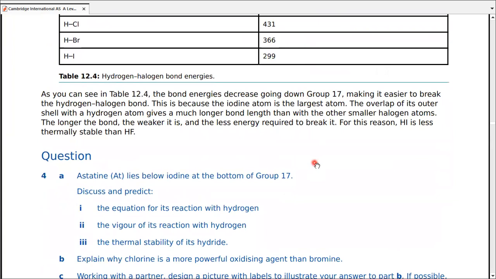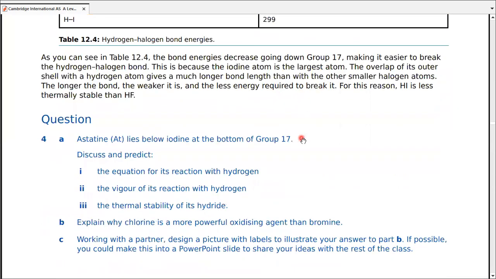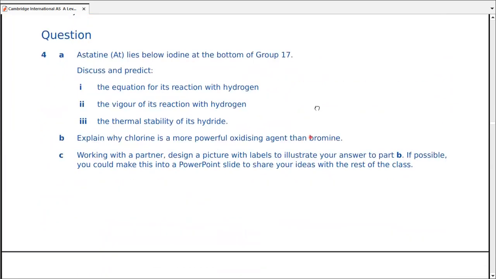Now, bond energies decrease down group 17, making it easier to break the hydrogen-halogen bond. This is mainly because of the halogen's atomic size. Iodine is the largest atom. Overlap of its outer shell with the hydrogen atom gives a much larger bond length compared to the smaller halogen atoms. So of course, these two are inversely related. We do understand that if the bond energy is lower, the bond length is longer. If the bond energy is higher, the bond length tends to be smaller. So the same thing is given over here, and then it is connected to their thermal stability.